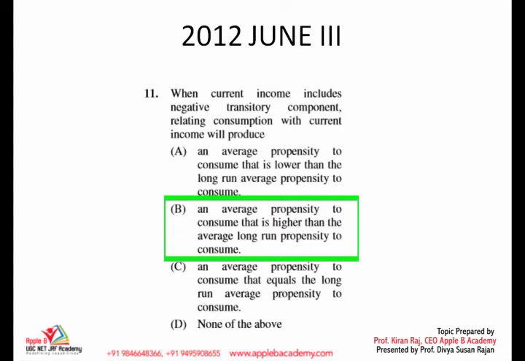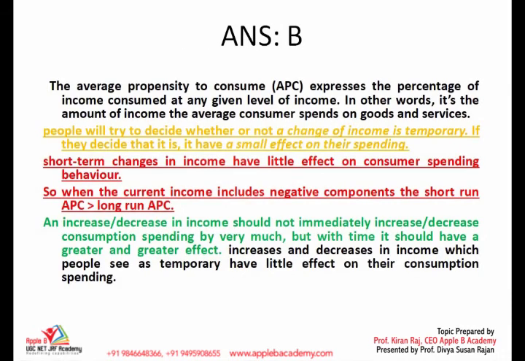Now, with respect to the theory that we had stated, we know that APC to consume will be higher than the average propensity to consume in the long run, because in the long run, permanent income is the one that plays an action in the consumption pattern and not the transitory income. So here the correct answer is B.